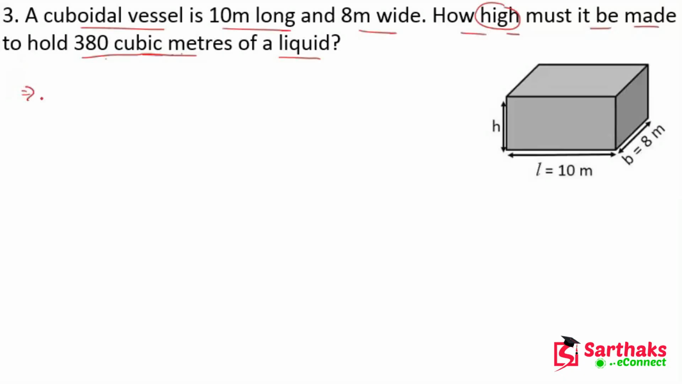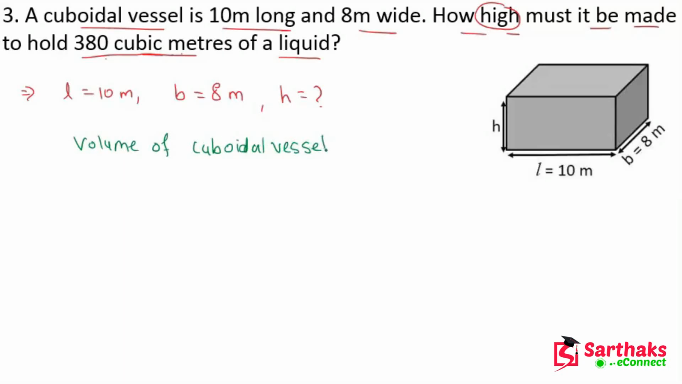Here we have L is equal to 10 meter, and B is equal to 8 meter, which is breadth. And we have to find the height. Now volume of cuboidal vessel is equal to 380 meter cube.